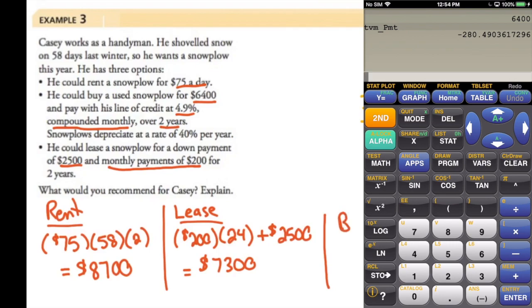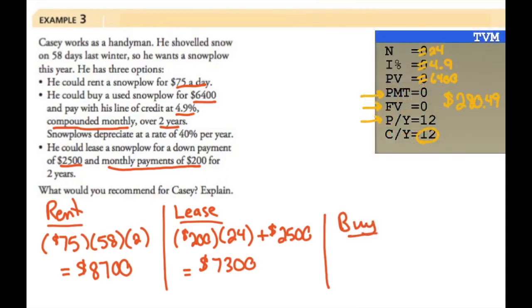Now, to work out his total cost for buying it, he would not need a down payment to buy it. He would just need the monthly payments. So all he would have to pay is the $280.49 times 24 months that he's going to take to pay this off. And that works out to a total amount of $6,731.76.